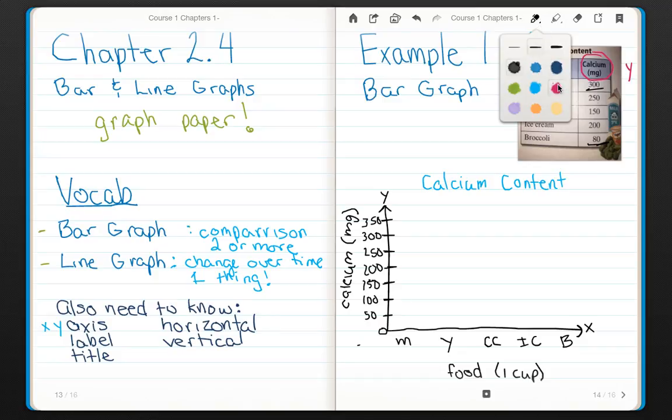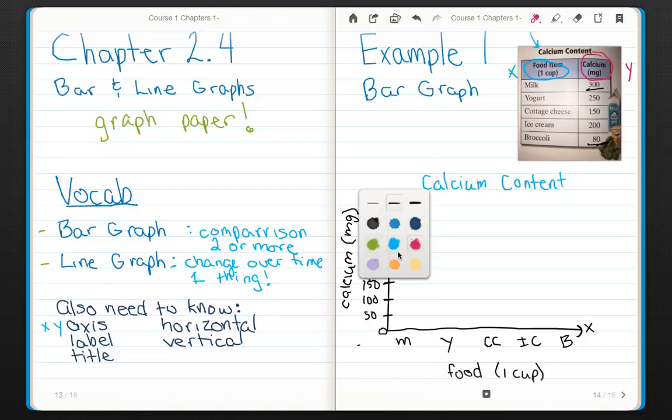So, milk has 300 milligrams. So I'm going to draw a bar. There we go. And you are neatly going to color it in. So notice, my top of my bar is right at 300. There is a space between my y-axis and my first bar, and it comes all the way down to 0.